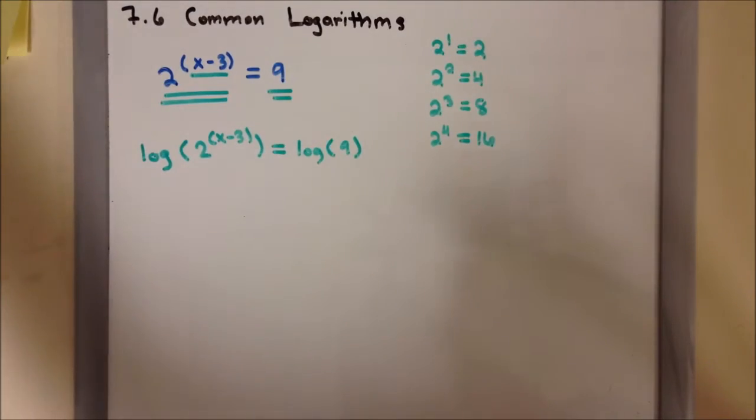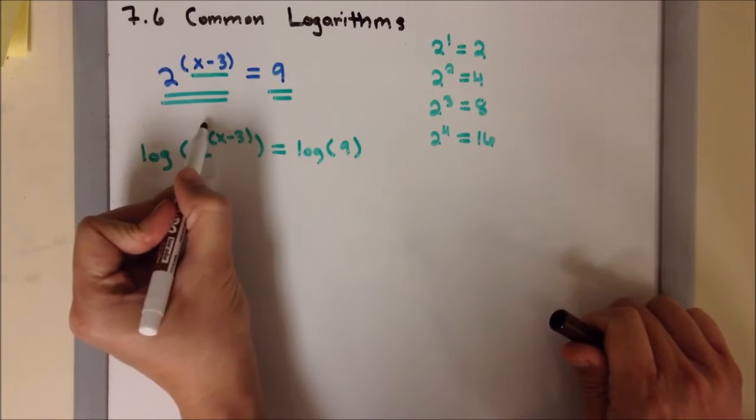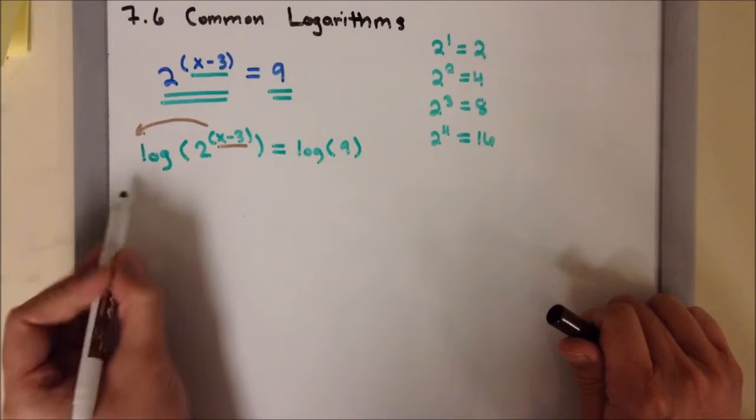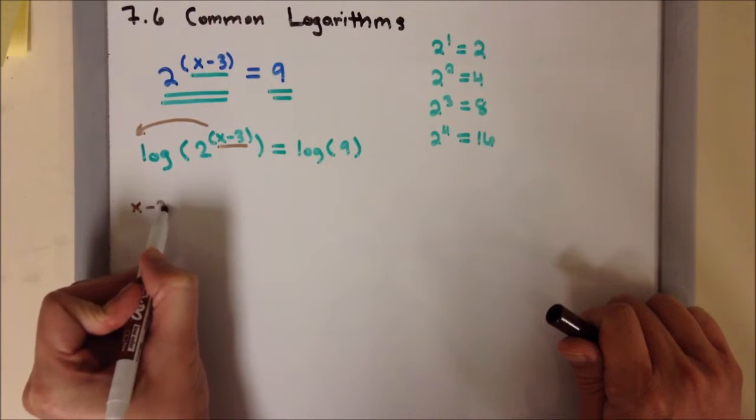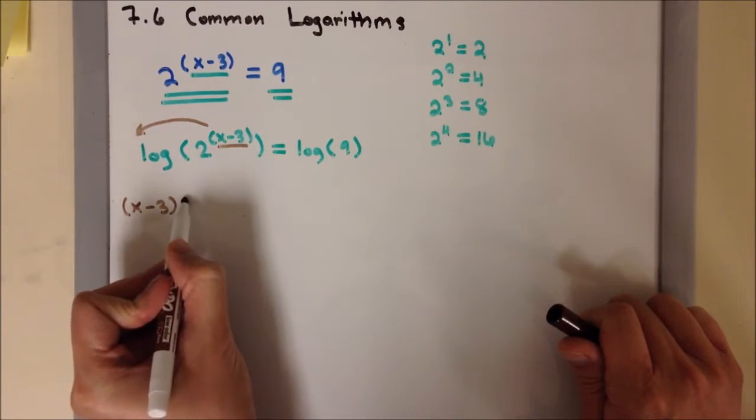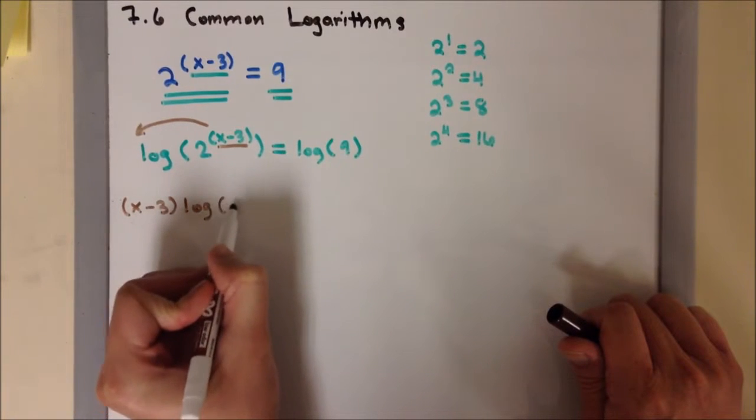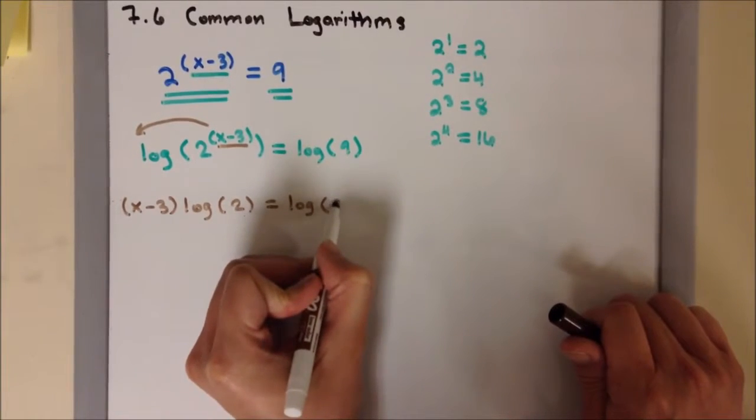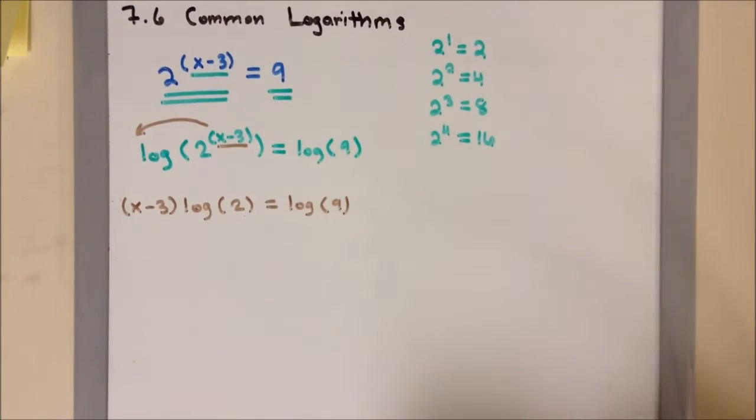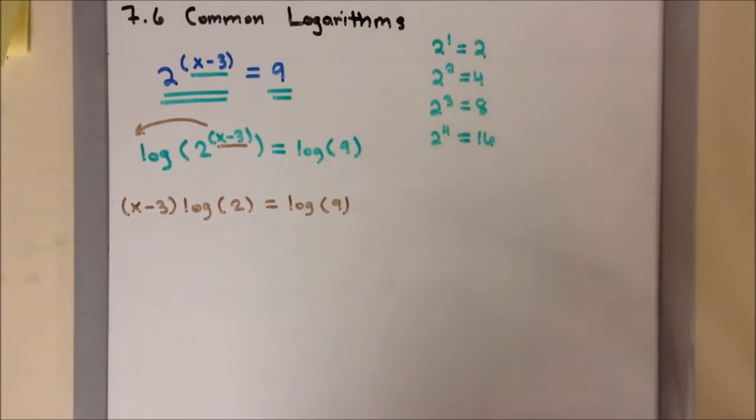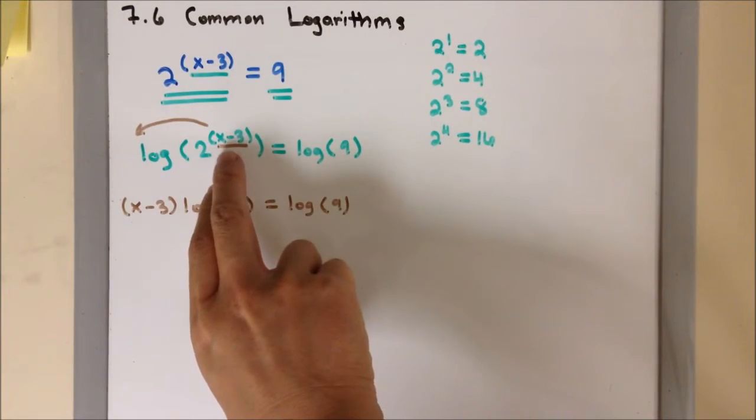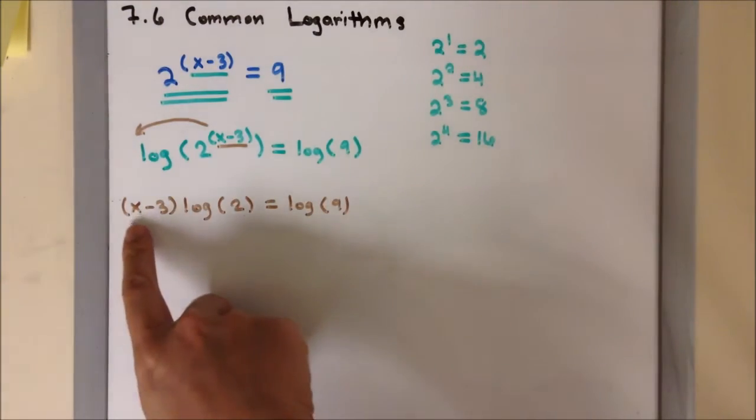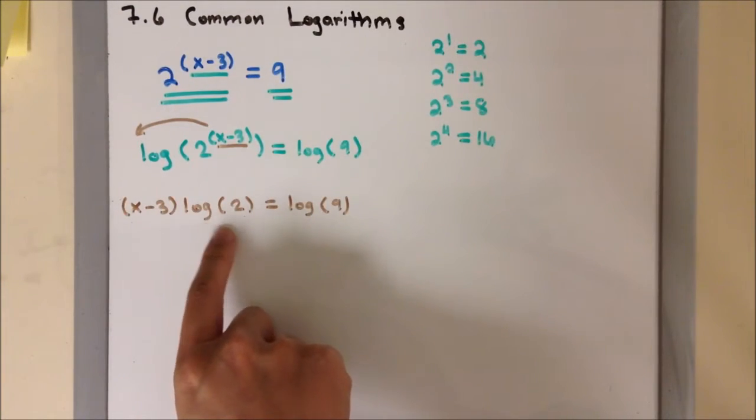What I'm going to do is now use the power property. I'm going to move my exponent in front of log. Again, x minus 3 is in parentheses. I'm going to do the same thing here: (x minus 3), and then multiply by log of 2 equal log of 9. Just like that. It's very important that you keep your exponent, if it's an expression, in parentheses, and you'll see why. X minus 3 is multiplying by log of 2.